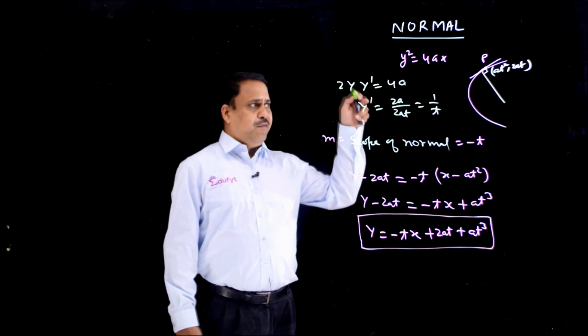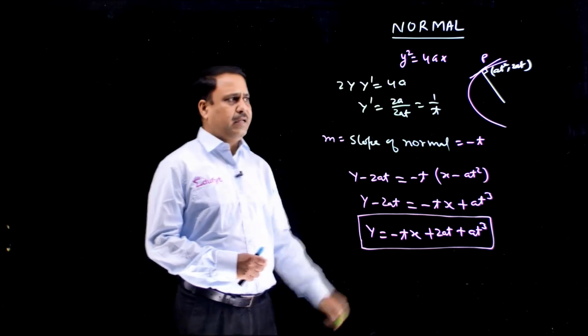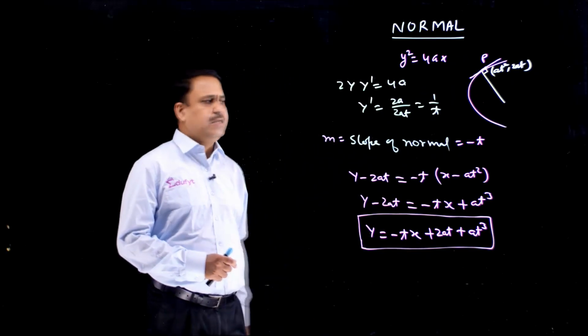And the point of the normal C, or foot of the normal, is at square comma 2at. This is the foot of the normal. So the foot of the normal is at square comma 2at, and the equation of the normal is this.